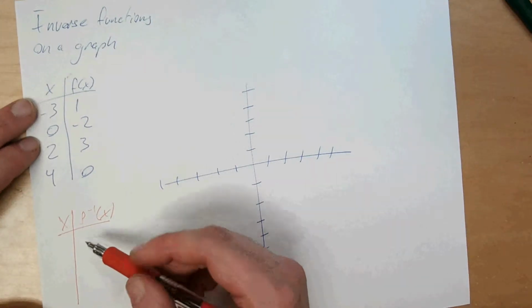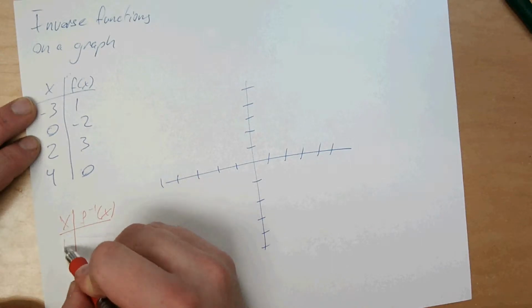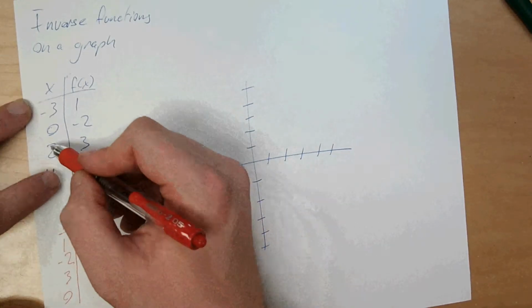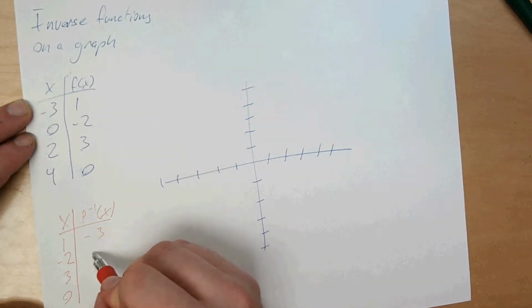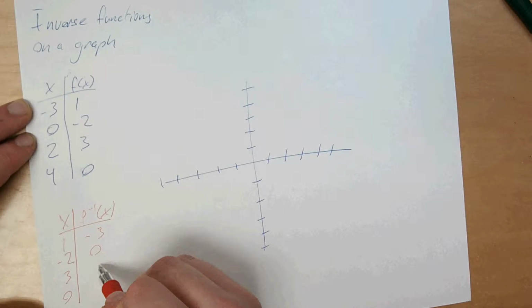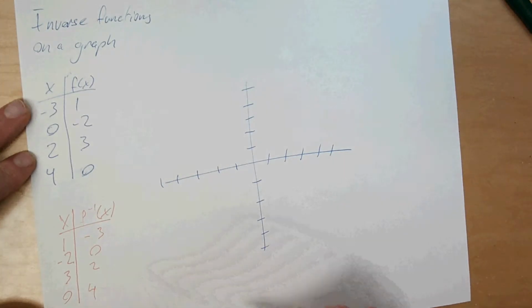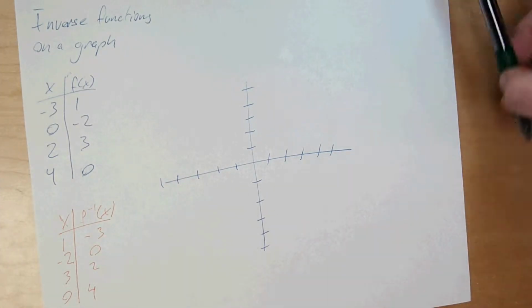So remember that our outputs and our inputs switch. And so here, my outputs before become my new inputs. So 1, -2, 3, and 0. And then my old inputs become my new outputs. So -3, 0, 2, and 4. Right, and then if I want to graph these points, let's graph the function first.